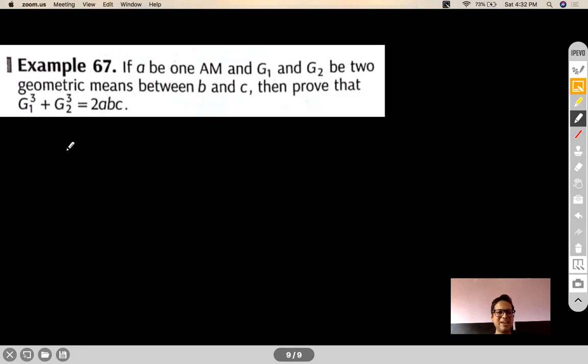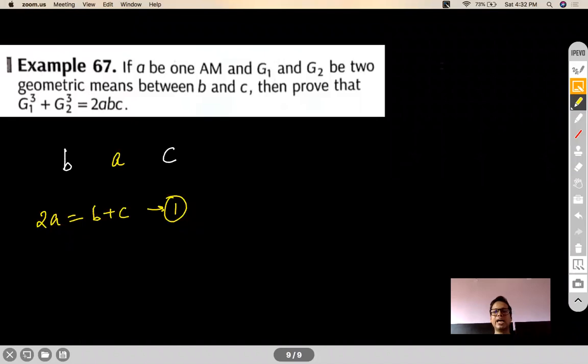So let's have the numbers B and C. A is an arithmetic mean between B and C. So we all know that 2A will be equal to B plus C. Let's call it number 1.